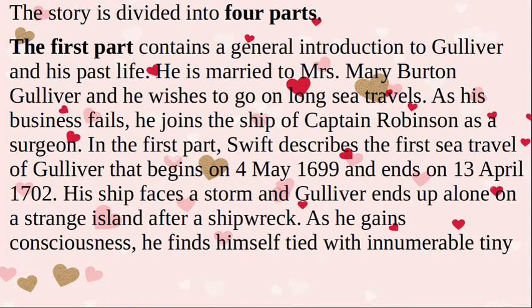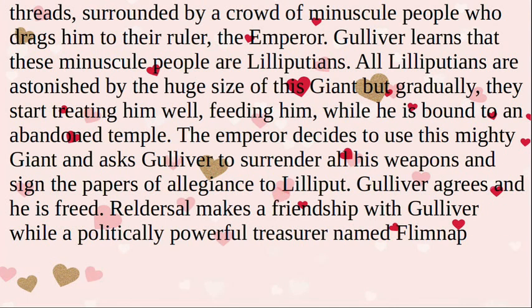His ship faces a storm and Gulliver ends up alone on a strange island after a shipwreck. As he gains consciousness, he finds himself tied with innumerable tiny threads, surrounded by a crowd of minuscule people who drag him to their ruler, the Emperor. Gulliver learns that these minuscule people are Lilliputians.